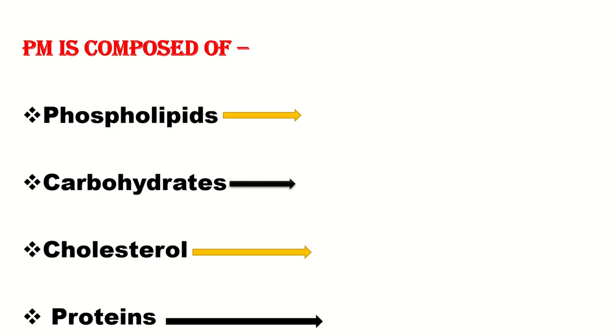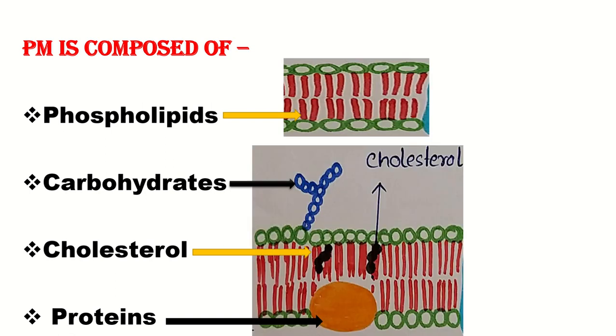Now let's see. Plasma membrane, abbreviated as PM, is composed of phospholipids, carbohydrates, cholesterol and proteins. All these four components have different vital roles to play in maintaining the structure of the cell, in maintaining the health of the cell.